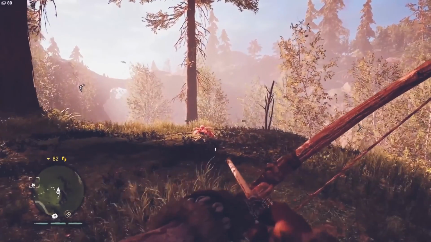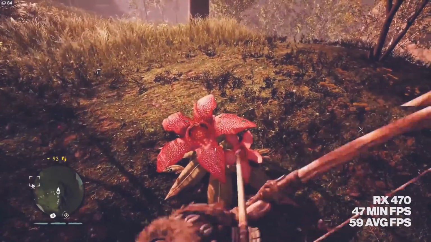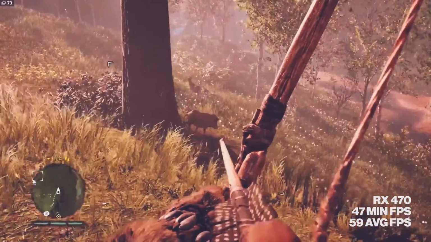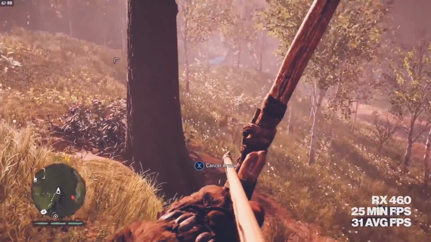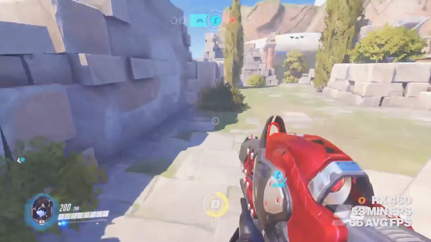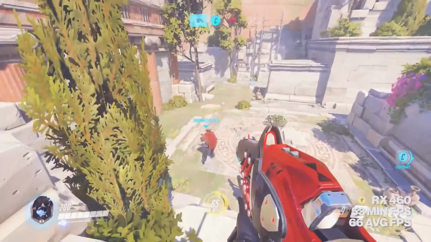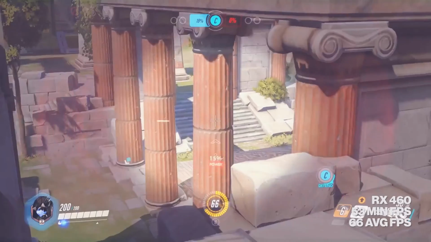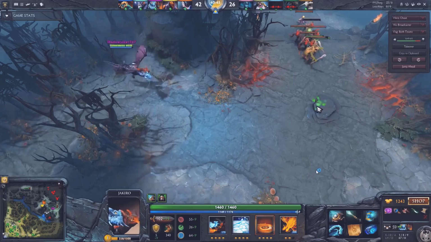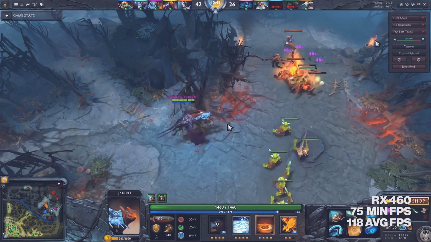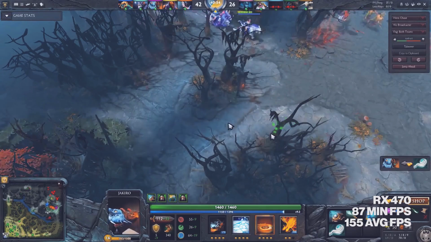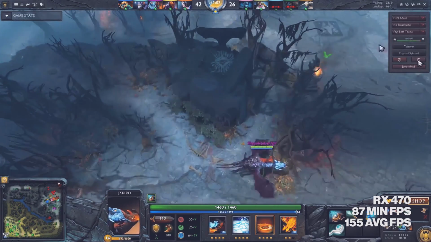Onto the benchmarks themselves. In Far Cry Primal, we measured 47 minimum FPS on the Sapphire Nitro RX 470 and 59 average FPS, while on the 460 we had 25 minimum and 31 average FPS. In Overwatch, the latter, so the 460, got 66 average FPS and 53 minimum FPS, while the 470 got 76 and 61 minimum. The trend continues with Dota 2, where the RX 460 got 118 average and 75 minimum FPS. The 470, on the other hand, got 155 and 87 minimum FPS.